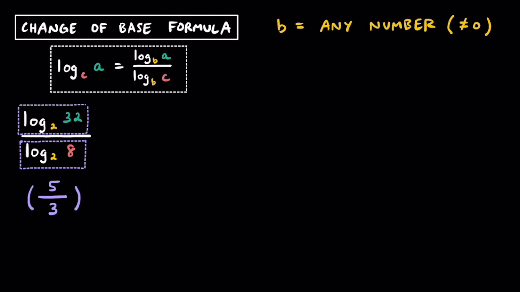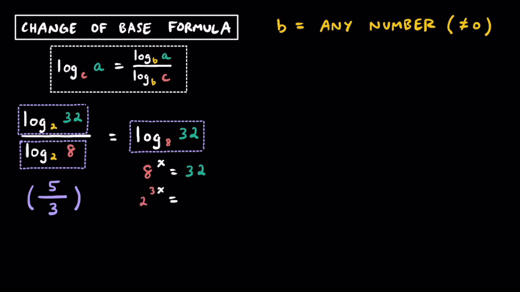Now, since the numerator and denominator have the same base, we can apply the change of base formula and rewrite this as log base 8 of 32. Rewriting this in exponential form, we should be able to say that 8 to some power is equal to 32. To rewrite this equation with the same base, we can rewrite 8 as 2 cubed, or write 2 to the 3x power, and rewriting 32 with the same base of 2, we can write 2 to the 5th power. Since these bases are the same, we can set 3x equal to 5 and divide both sides by 3 to see that x does equal 5/3, which does match what we originally had.